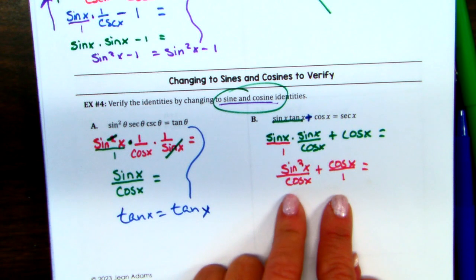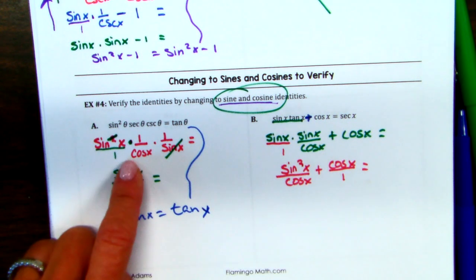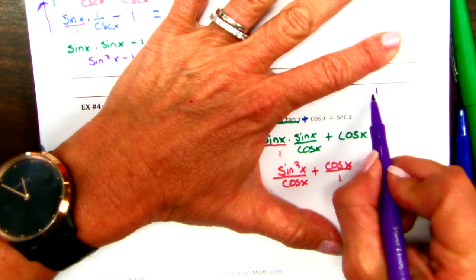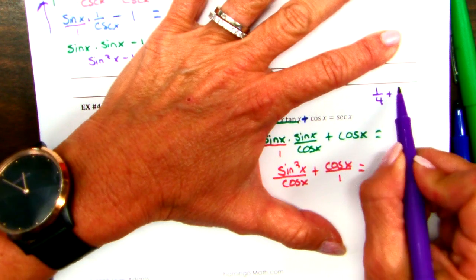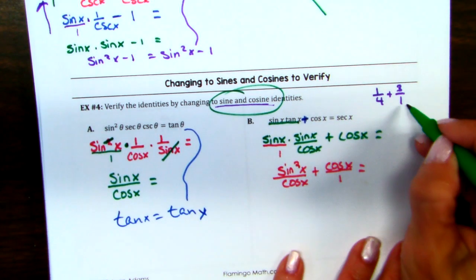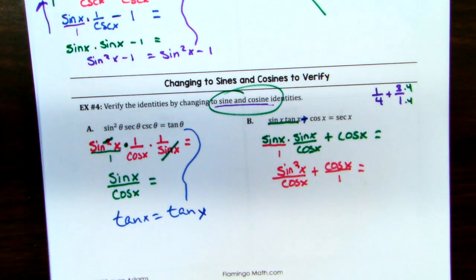If I want to add 2 fractions, what's the rule that we learned in 3rd grade? Common denominator. You didn't have to have it for multiplication, but you have to have it for addition. Like if I had 1/4 plus 3 over 1, my common denominator would be 4, right? And I would multiply this fraction, the bottom and the top, by 4. Same concept, just with words.